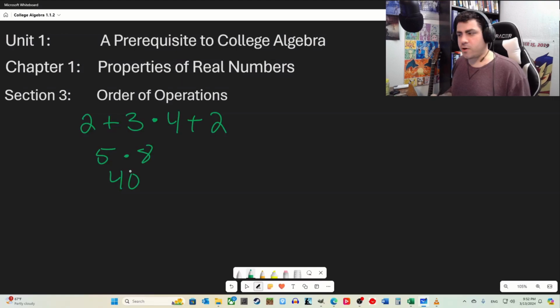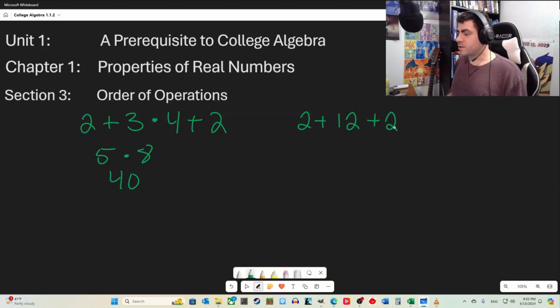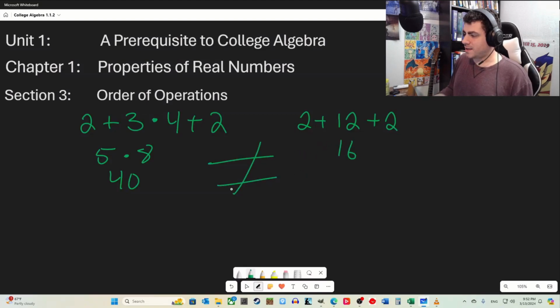Let's do it another way though. What if I said you're supposed to multiply before you add? What happens then? Will we get the same answer? Let's find out. We have 2 plus 3 times 4 is 12 plus 2. Now, we can just add all these together and we'll end up with 16. Well, wait a minute. These do not equal. You can't go about simplifying an equation or a formula in any way you want.